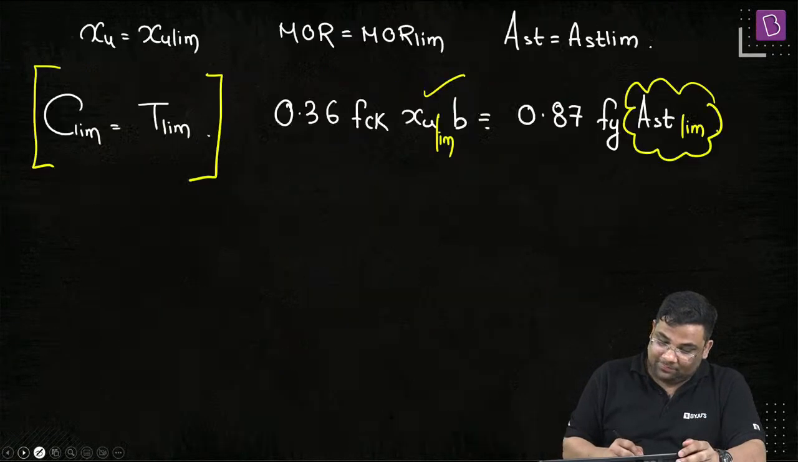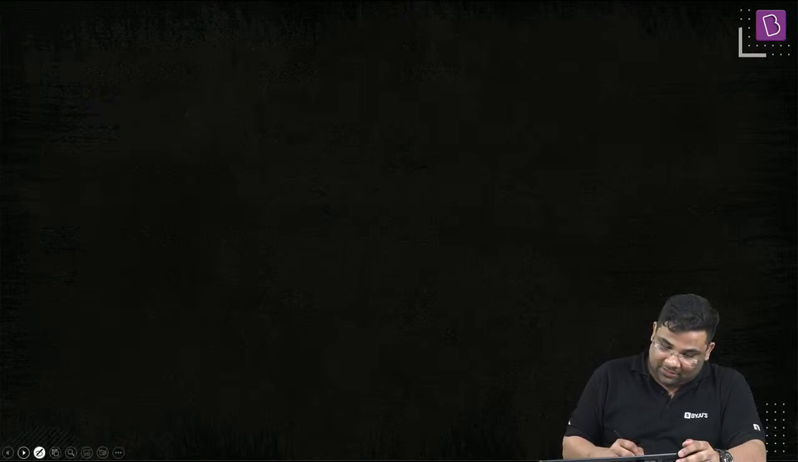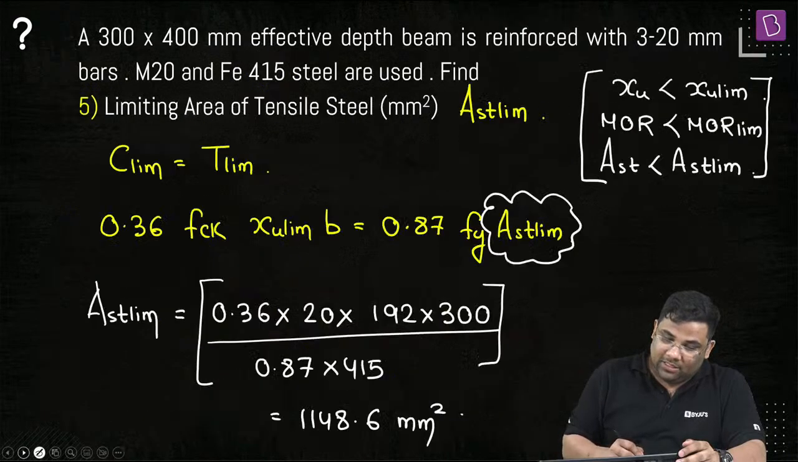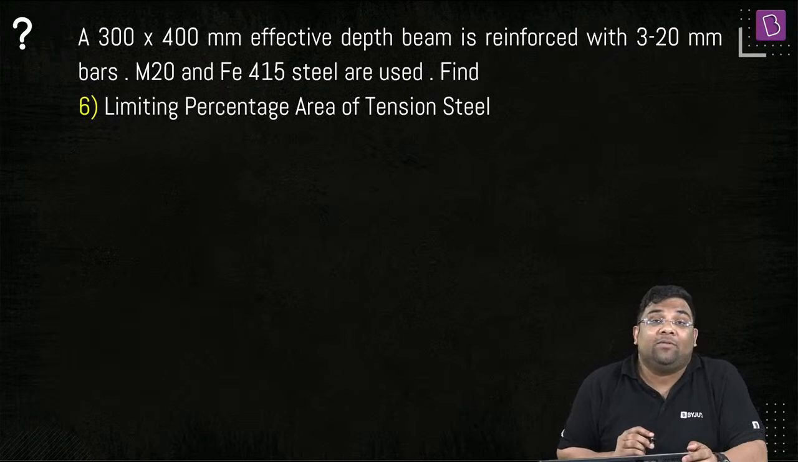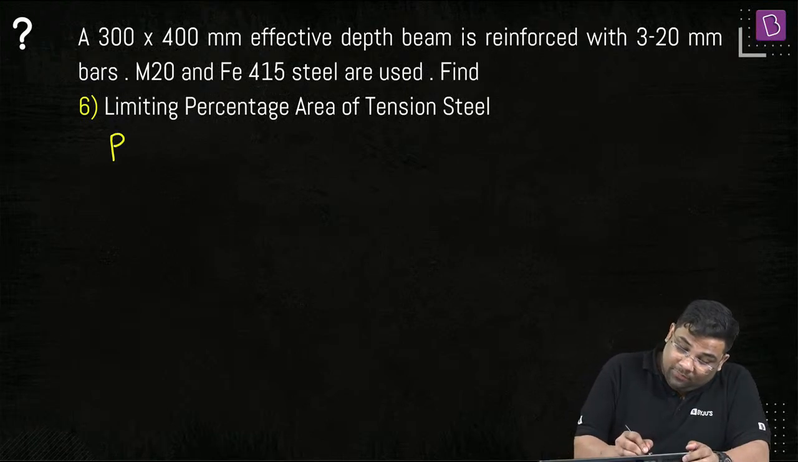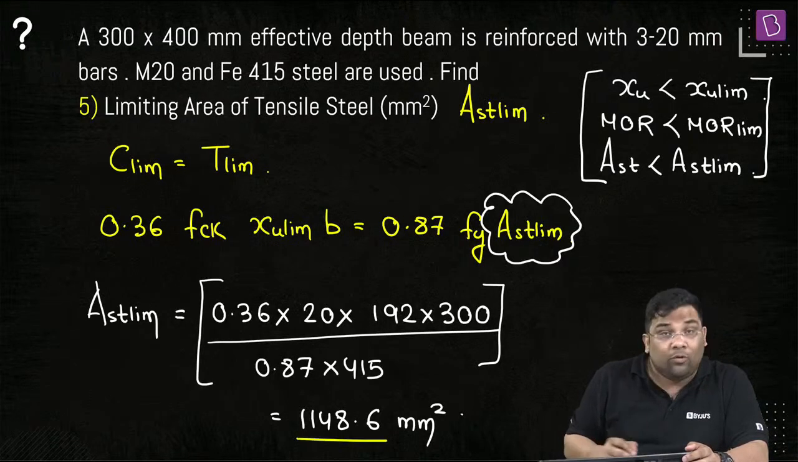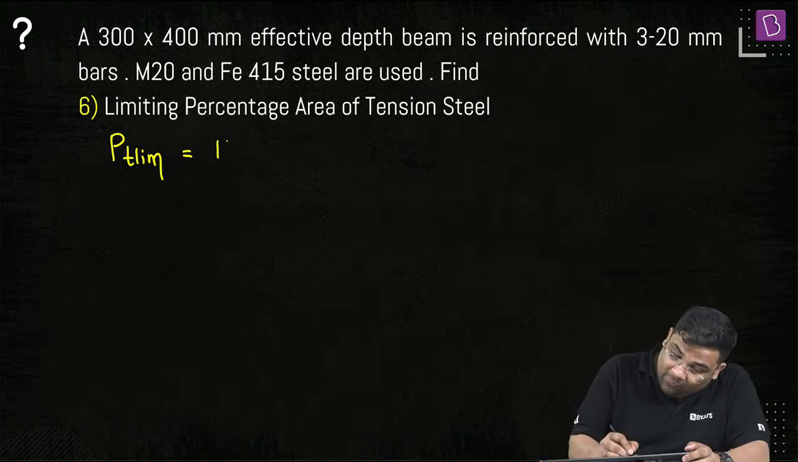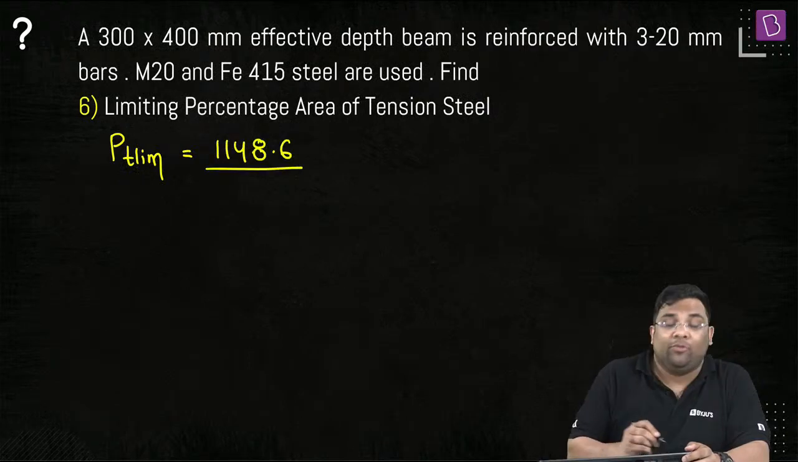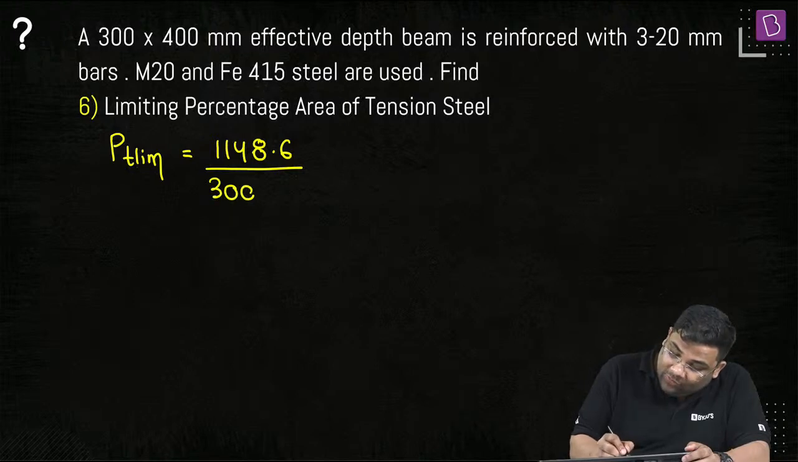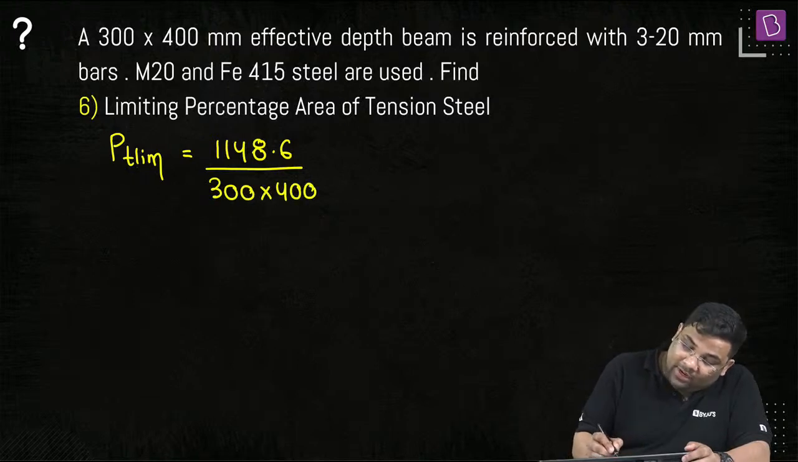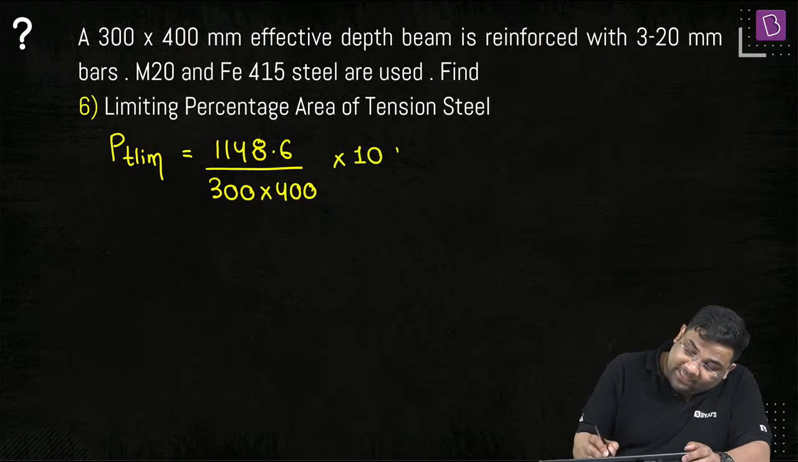Suppose I'm asking you the same question: what is the limiting percentage of tensile steel? So PT limiting, you have already got your AST limiting, how much? 1148.6. So it is 1148.6 divided by B into D, so 300 into 400, into 100. How much am I getting for this PT limiting?